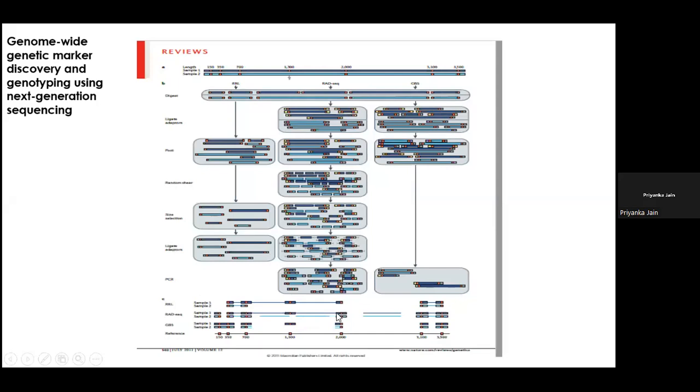While GBS data is a very cost-effective technique in which the fragments in between the DNA adapters are very short compared to the longer length in the RADSEC data. This is comparing the RADSEC with the GBS data set. See here, only these short fragments of 150 base pair, 350 are there, but in RADSEC the fragments to be sequenced are longer.